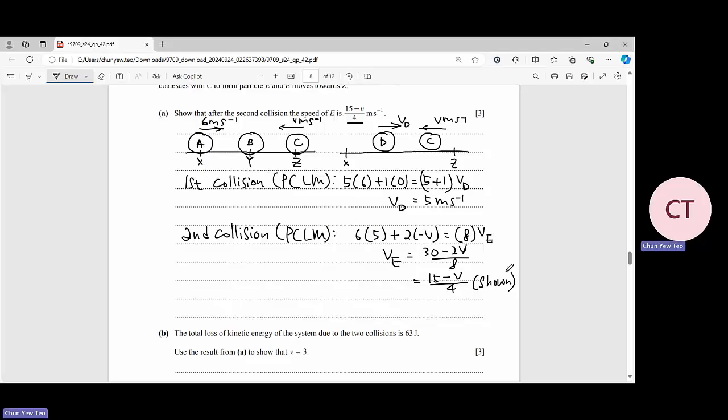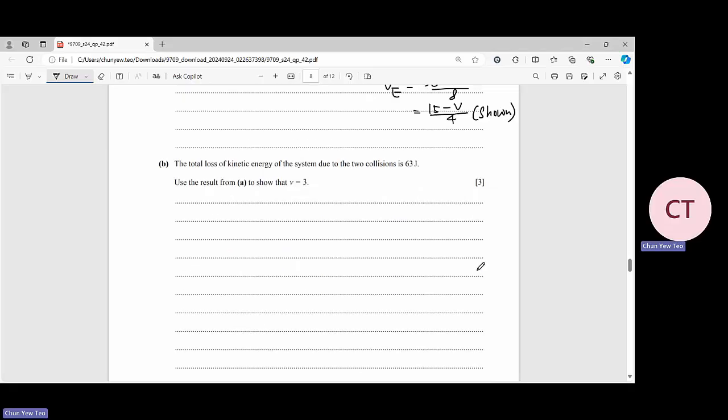Now we want to go for part B. The total KE loss of the system due to the two collisions is 63 joules. Use the result from A to show that V is equal to 3. So what you need to do here is find the KE at the very beginning. I call this one KE initial. At the very beginning, you only have the KE for particle A, which is half mv squared.